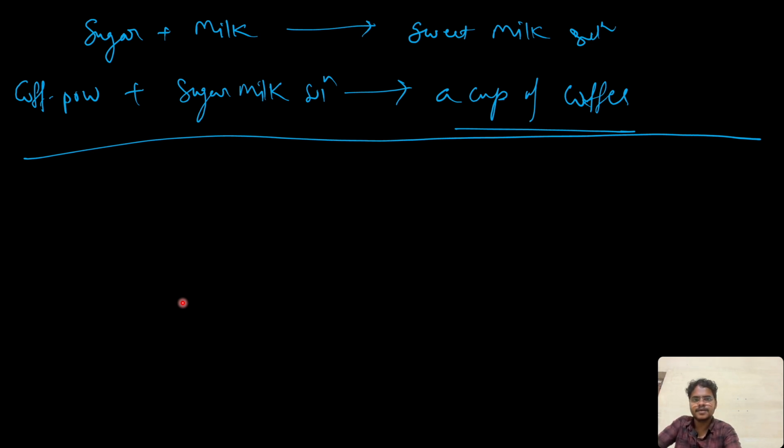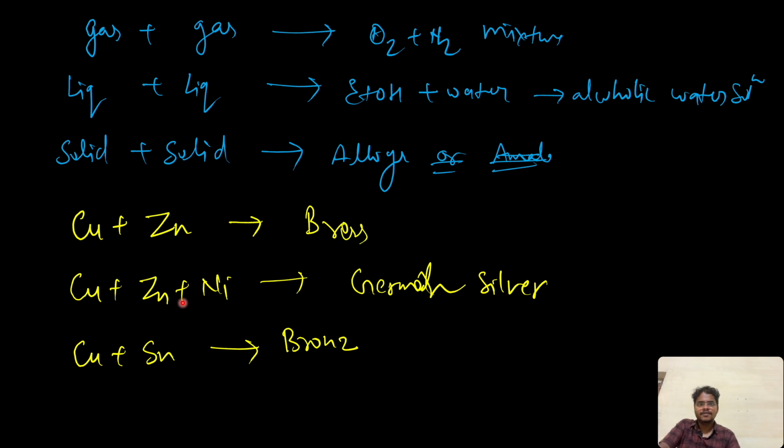From the chemistry point of view, if we have a gas as solute and a gas as solvent, what do we get? An oxygen and nitrogen mixture. If solute is liquid and solvent is liquid, we get, for example, alcohol in water, an alcoholic water solution.